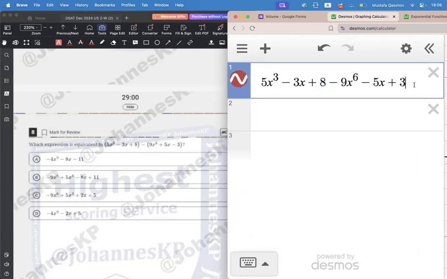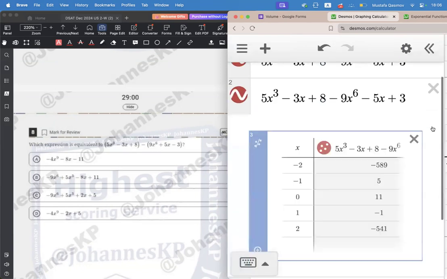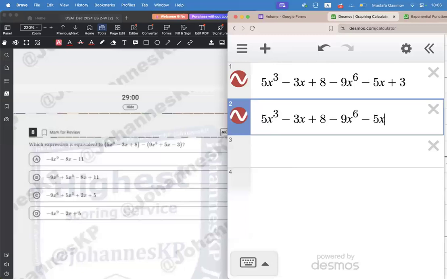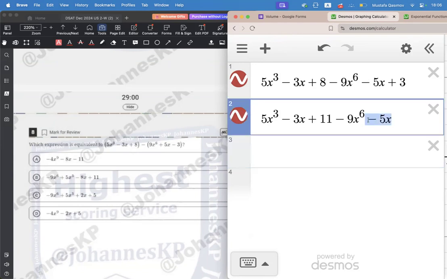So you must write 8 plus 3. 3 plus 8 will be 11. 3x and 5x will be 8x. Then you must write it like that. You have to take it and you have to write it here. So it will be like this. So answer is -9x to the power of 6 plus 5x cubed minus 8x plus 11, B. Answer is B.